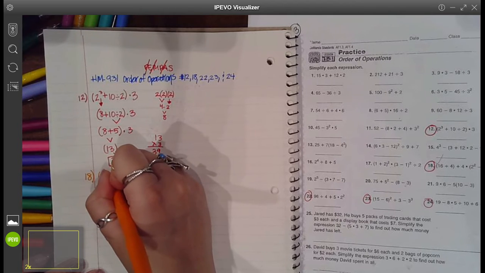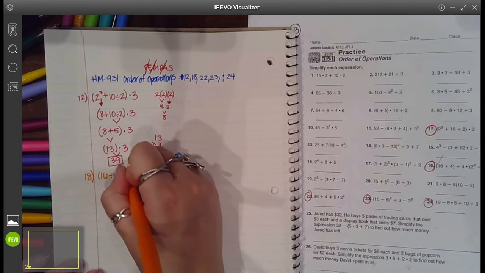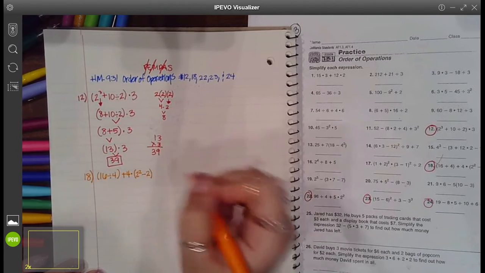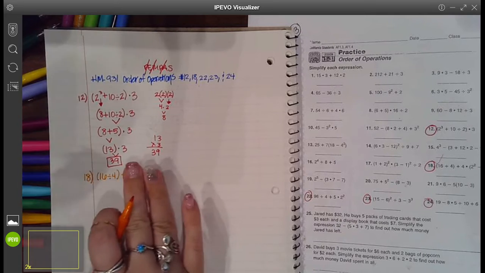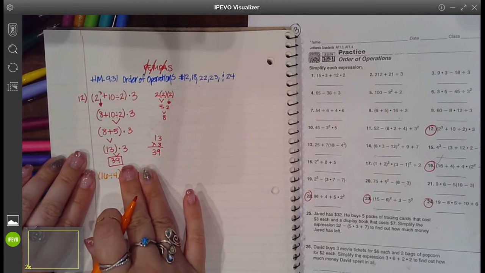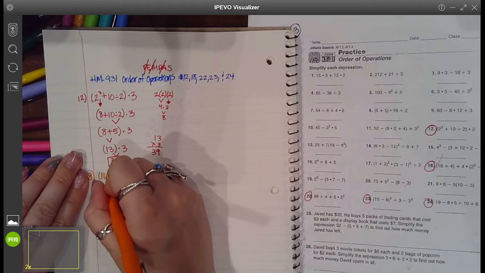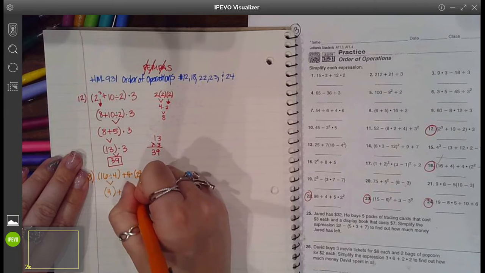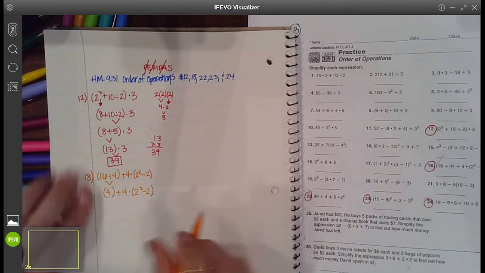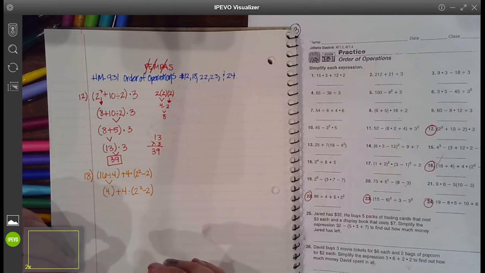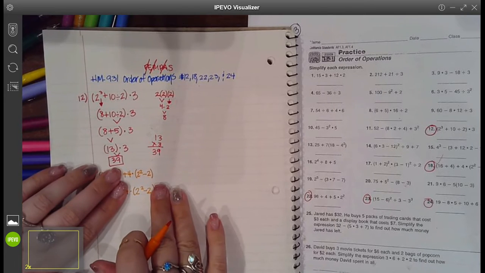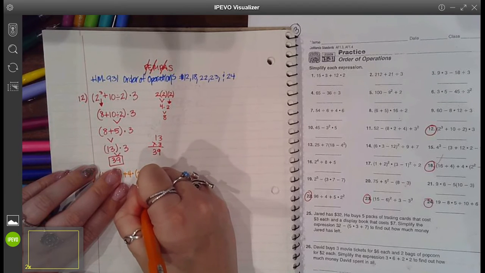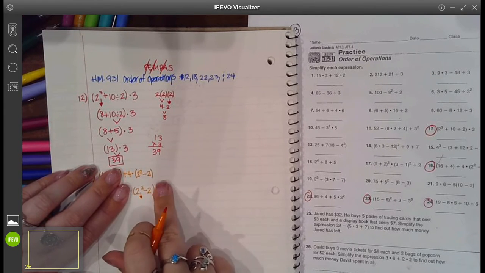Okay, 16 divided by 4 plus 4 times 2 squared minus 2. Okay, so parentheses. Yes, I need to do this first. What is 16 divided by 4? It's 4. Plus 4 times 2 squared minus 2. Okay, parentheses, it means simplify down within the parentheses. So that's down to a singular number, but that parentheses isn't. So 2 squared needs to be taken care of first inside of this parentheses.